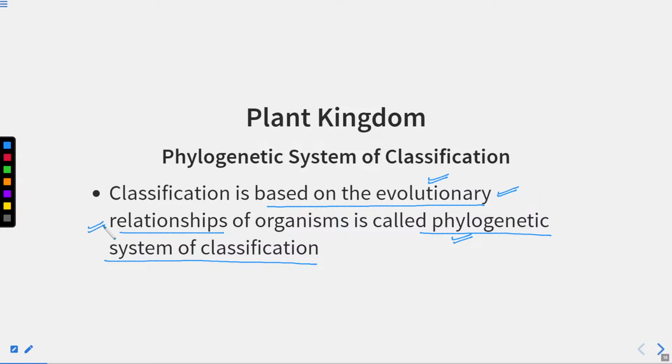If you are considering evolution, it means you are discussing that this particular organism has developed from that particular organism, or from this dead organism which we recently got from a fossil, and it is showing the same characters. So this shows that this present organism has developed from this fossil organism. So if we are discussing such things, then we are talking about the phylogenetic system of classification, and we are focusing on the evolutionary relationship among the organisms.